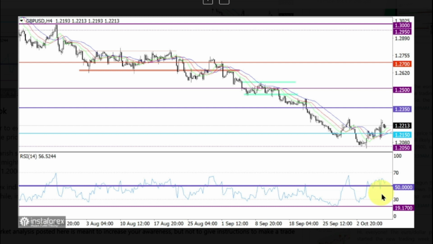On the same chart, the alligator's MAs are headed upwards, which reflects the quote's movement. In order to extend the corrective phase, the price must consolidate above this level of 1.2270. In this case, the price will gradually rise towards 1.2350.